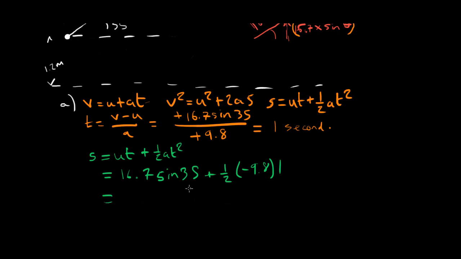So therefore our displacement is going to be equal to 16.7 sine 35 minus 1/2 times 9.8. That's 4.6678. So to 3 significant figures, that would be 4.68 meters. So if we add that to the 1.2 that we have initially, that's the amount of distance that we want to cover when we're coming back down.